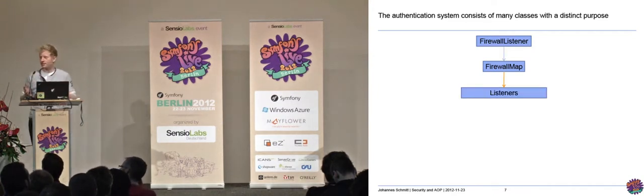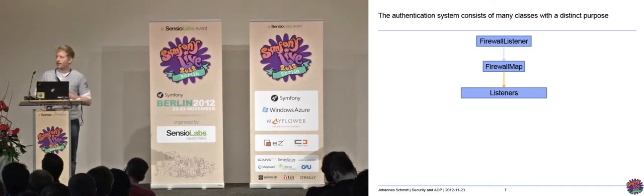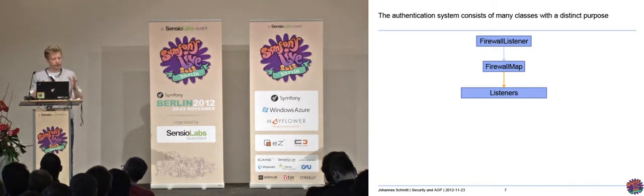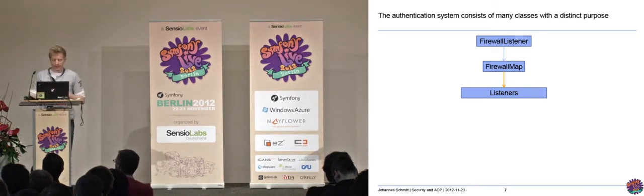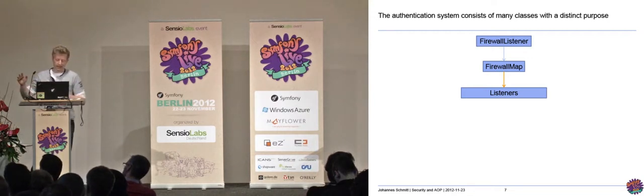And each firewall map has a certain set of listeners, which are not listeners registered to the core event, but basically check whether the request contains certain information which we can use in the authentication process. For example, that could be a username password form listener, which just checks whether the request contains a password and username in the post data, and then does certain things. There are also listeners like the listener which does access checks, and we will see that later on.